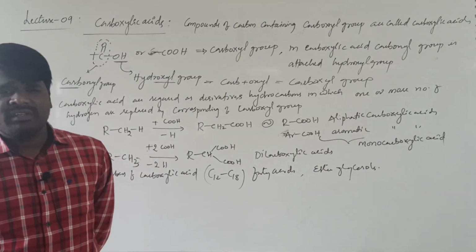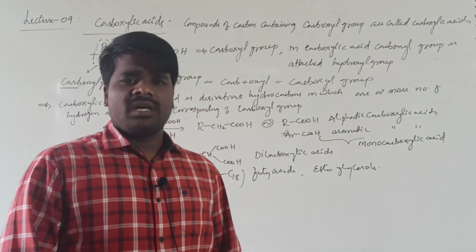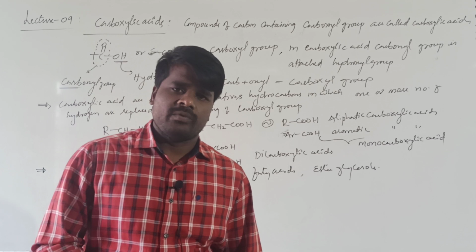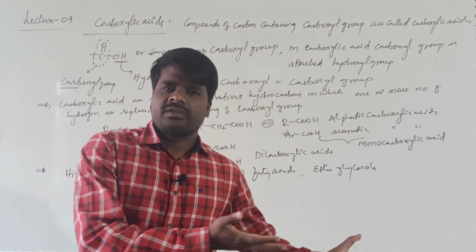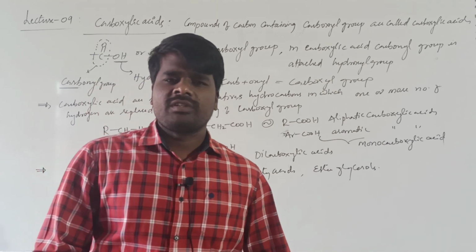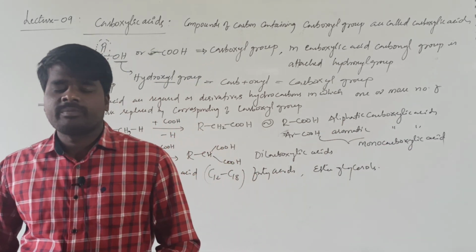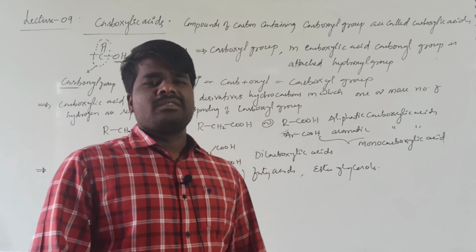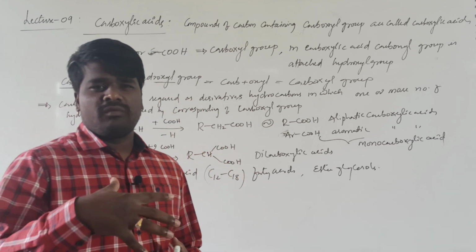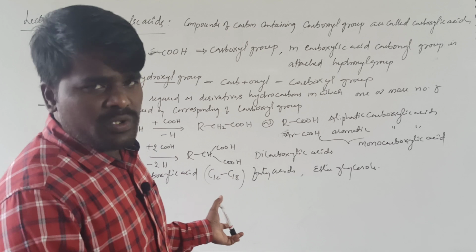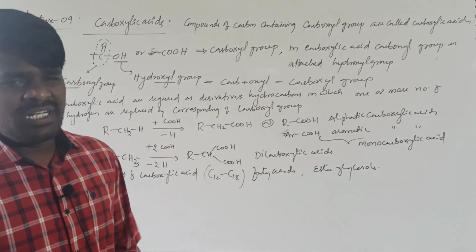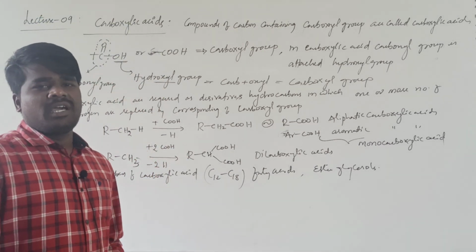These compounds play a very important role because they are used in the manufacture of various other compounds. These carboxylic acids are used for the preparation of anhydrides, esters, acid chlorides, and also acid amides. Since they are used in the preparation of various other substances, they play a very important role in daily life as well as in industrial aspects.